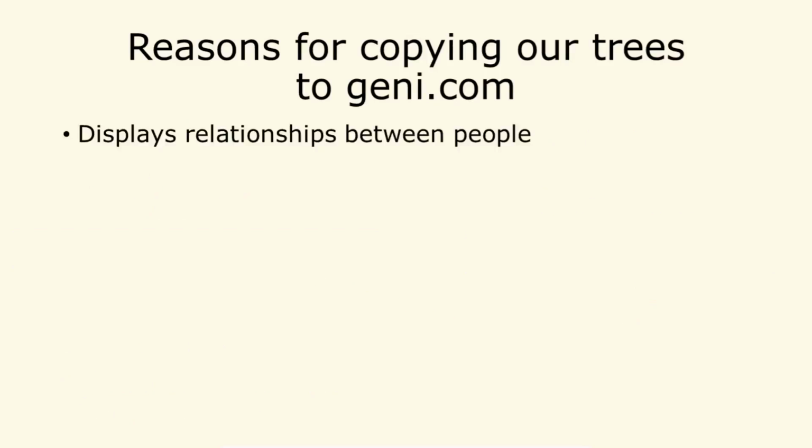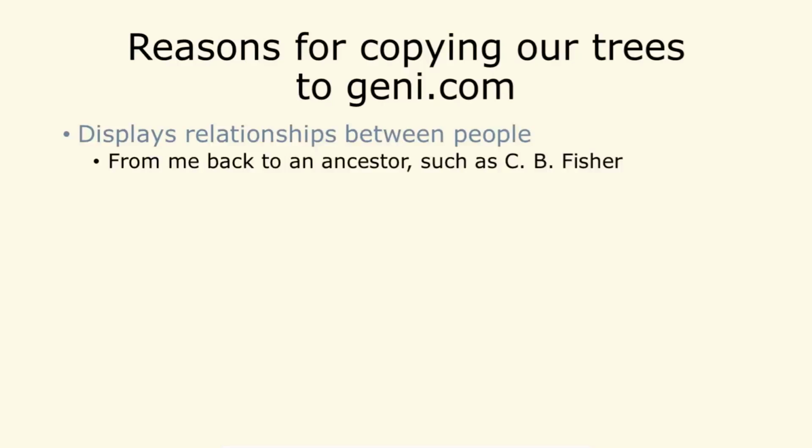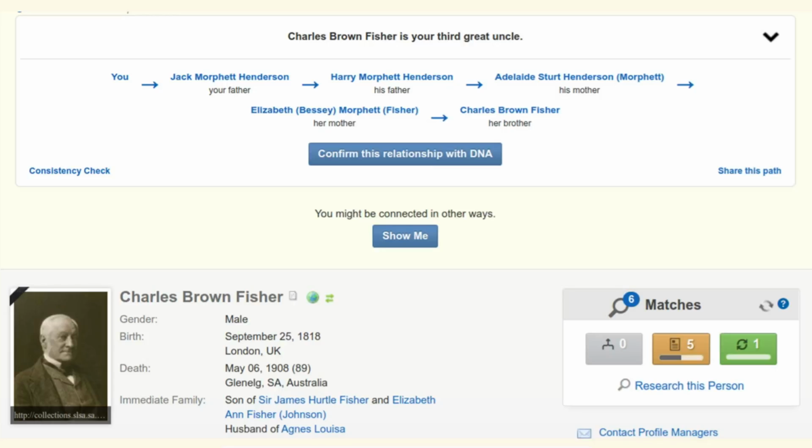Geni displays the relationships between people, from me back to an ancestor, such as C.B. Fisher. There you can see the relationship from me back through my father, to his father, and to his mother, then across to her mother and to her brother.